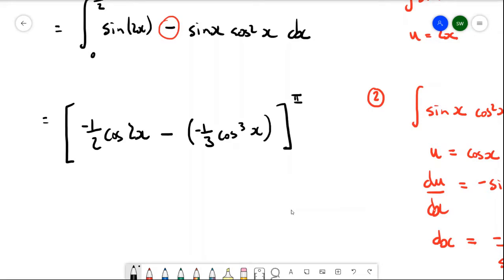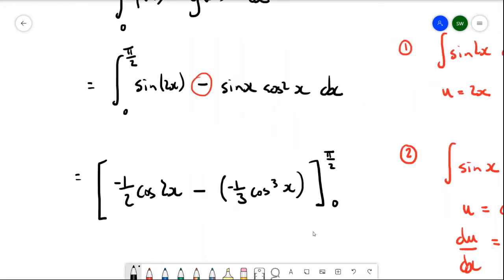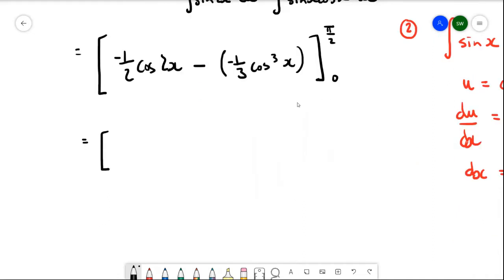And then we need to sub in the limits from 0 up to pi over 2. So I haven't written it out, but really what we've done here is we split that up into the integral of sine 2x minus the integral of sine x cos squared x. So that's why I've got minus minus, because this integral had a minus in front of it. So I'm just going to neaten this up a little bit and write that as minus a half cos 2x, and I'm going to write that as plus a third cos cubed x.